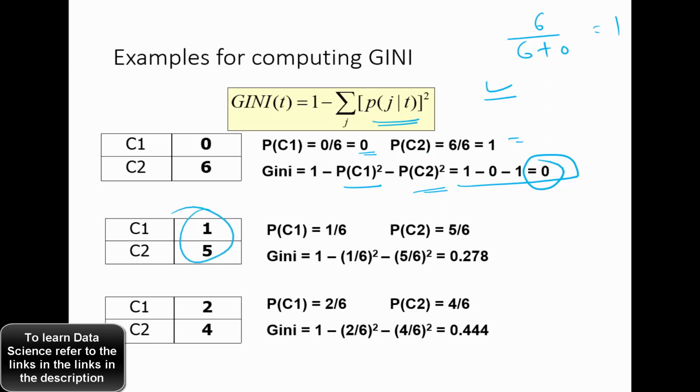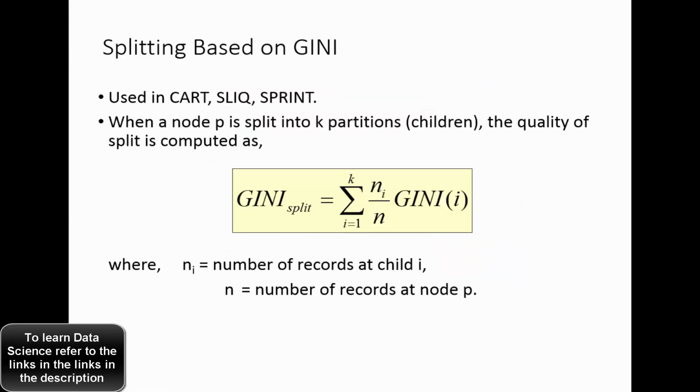You come here and calculate in a similar way: 1 by 6, then 5 by 6, and then 1 minus (1 by 6) squared minus (5 by 6) squared, and it comes out to 0.278. So you know how to calculate. The idea is that something with a Gini close to 0 is the best one, and that should be the preferred one. Remember the attributes that we talked about in the diagram? The attributes that have Gini closer to 0, or higher impurity reduction, will be chosen first, and then it goes downwards.